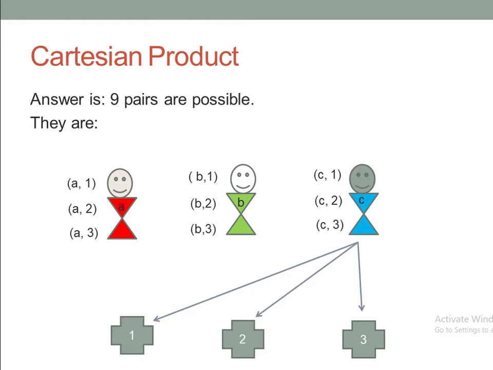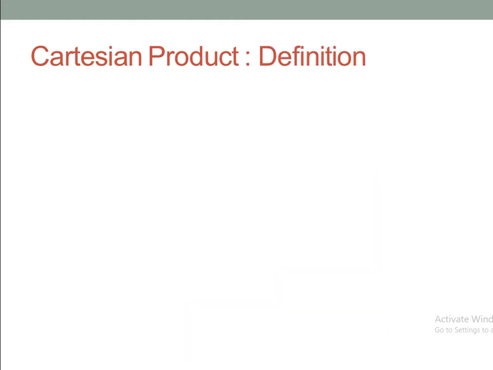If you look at the pairs I have written here, you can see that I put two characters within first bracket. The first position is taken by the players and the second position is taken by the jerseys. These type of pairs are called ordered pairs. Now we are going to define Cartesian product mathematically.